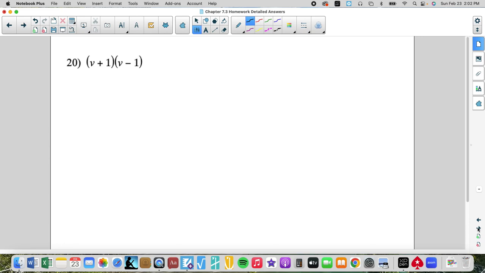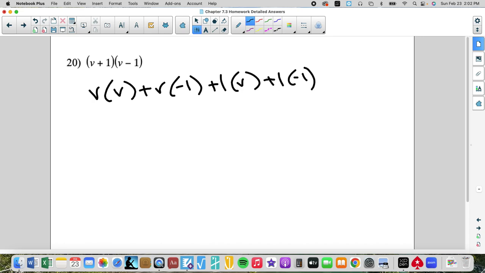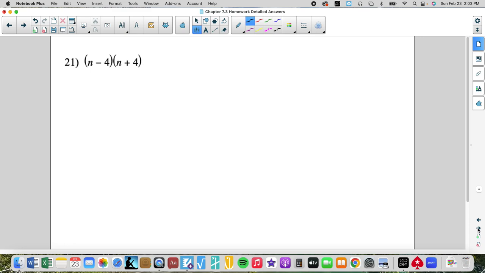I think I've already done 1s too. V times V plus V times negative 1 plus 1 times V plus 1 times negative 1. V times V is V squared. V times negative 1 is negative V. 1 times V is positive V. 1 times negative 1 is negative 1. V squared minus 1. I don't think we've done that one. That one's a good one.